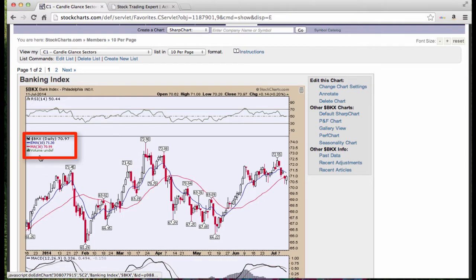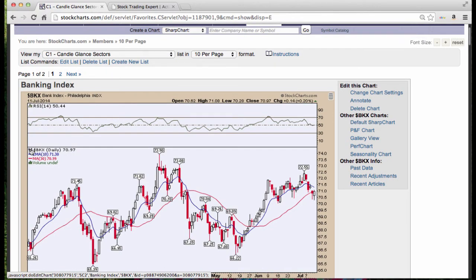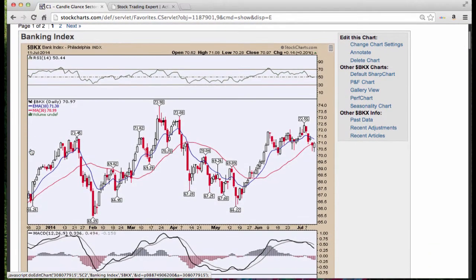Basically with the box trade we have a 10 period EMA and a 30 period moving average that we trade off of. The idea is when the 10 period EMA is above the 30 period moving average, we go long, and when the 10 period EMA is below the 30 period, as you see here on the banking index, we only go short. We short when we move into this zone that's created by the two moving averages.